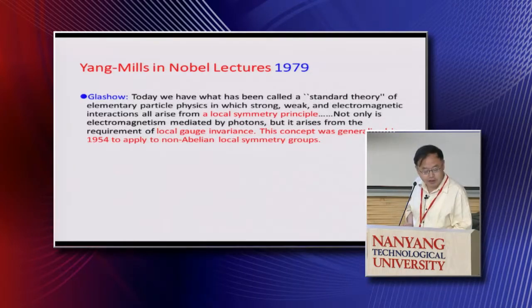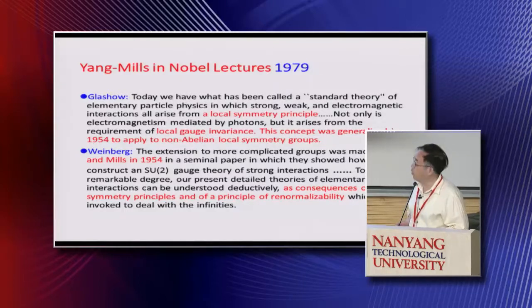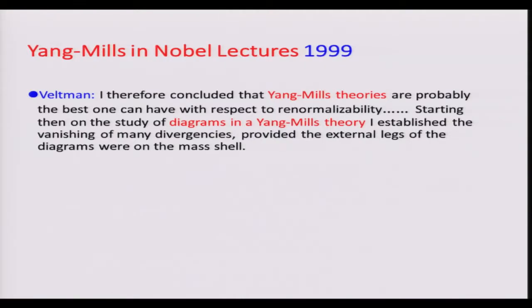Glashow emphasized the standard model based on the local symmetry principle, which was generalized in 1954 for non-abelian groups. Weinberg says the extension to more complete groups was made by Yang and Mills in 1954, and so our present theory can be understood as a consequence of the symmetry principle and the principle of renormalizability. 1999, Veltman says he concluded that Yang-Mills theories are probably the best one can have with respect to renormalizability, and so he started a study of the diagrams of Yang-Mills theories.